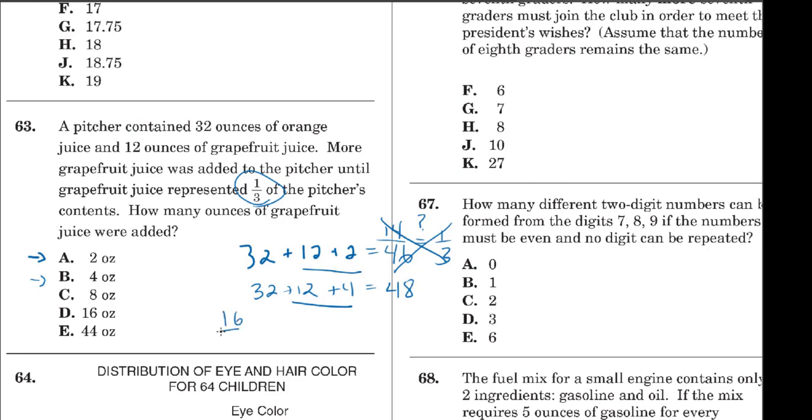Does 16 over 48 equal the conditions given at the end of our problem, a 1/3 ratio of grapefruit to total? The answer is yes, it does. 16 times 3 is 48, so 16 over 48 is 1/3. This checks. That is the correct answer. So B, 4 ounces, is the right answer.